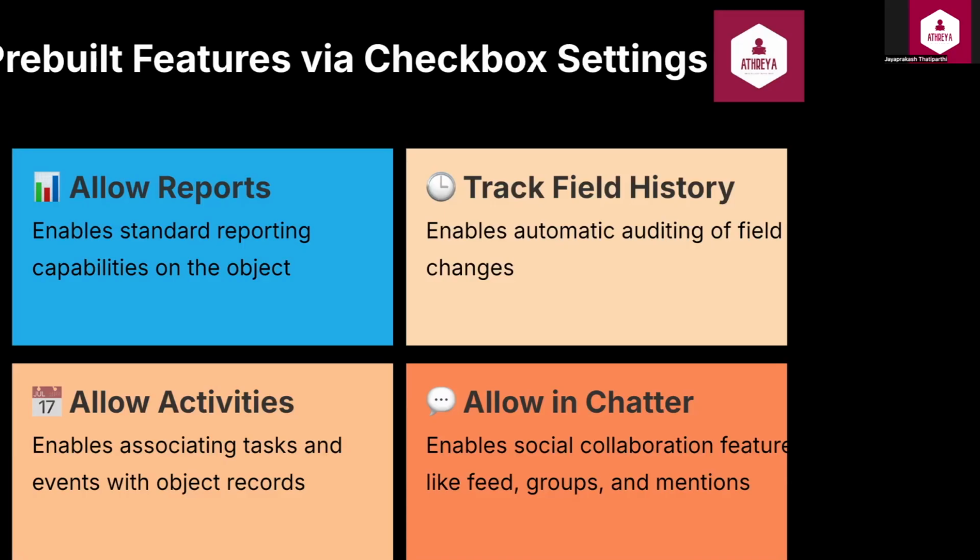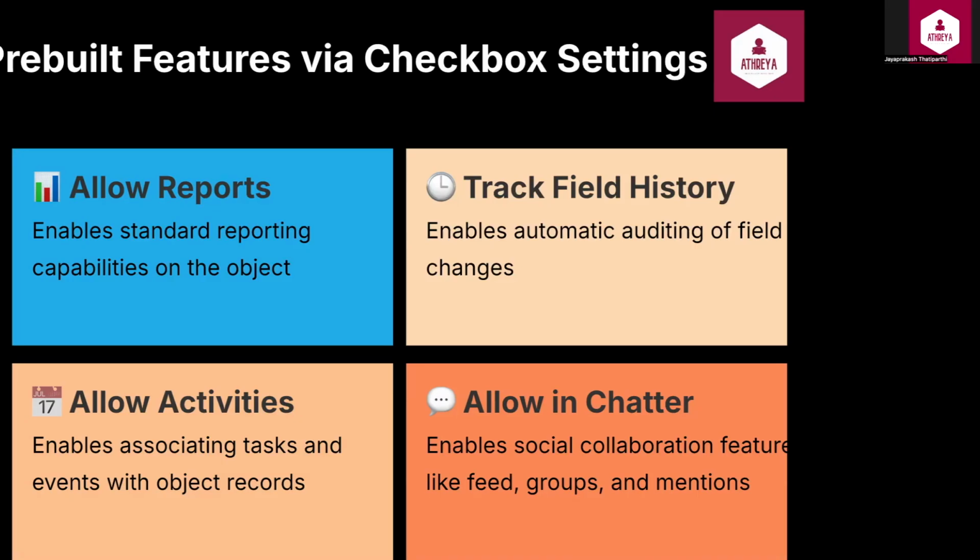The third setting that we are going to talk about is track field history, which tracks changes to specified fields, storing who changed what and when. For example, enabling it on candidate to track changes in application status or expected salary is useful for audits and process transparency. Only 20 fields can be tracked per object. The track field history setting allows Salesforce to automatically capture who changed what and when on specific fields of an object. It is primarily used for auditability, compliance, and debugging.